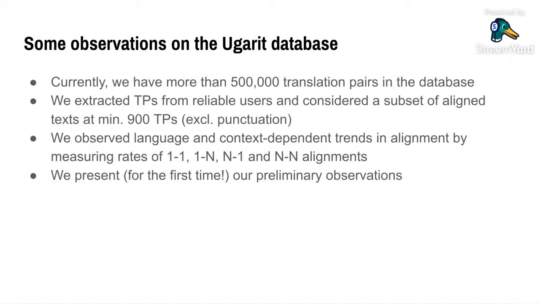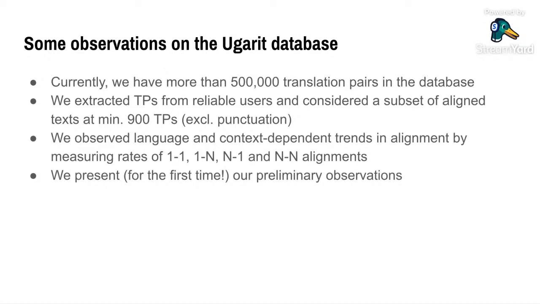So in the Ugarit database, currently we have more than 500,000 translation pairs, and we realized that some of these could be used to make some observations that were both corpus-wide and at the level of behavioral patterns of certain users. And so, first of all, I want to introduce a couple of observations related to the corpus-wide analysis.